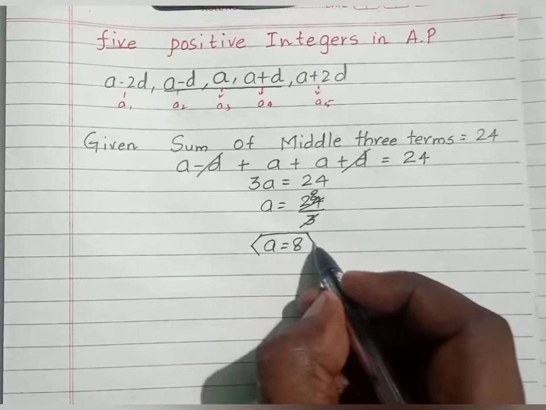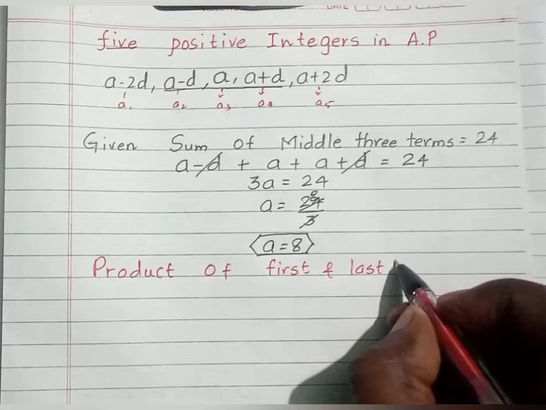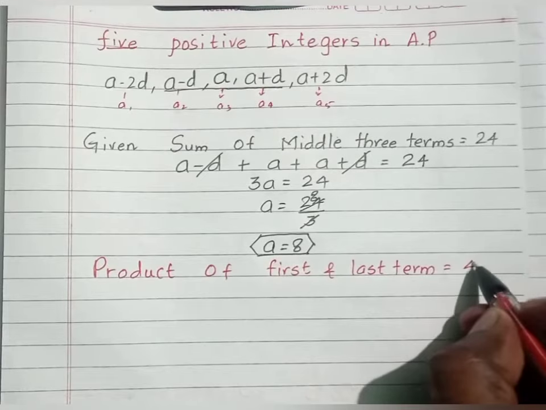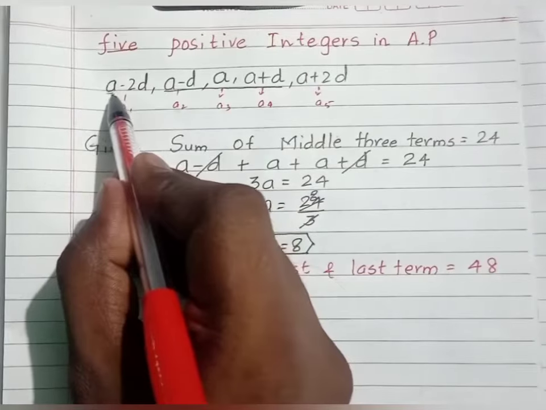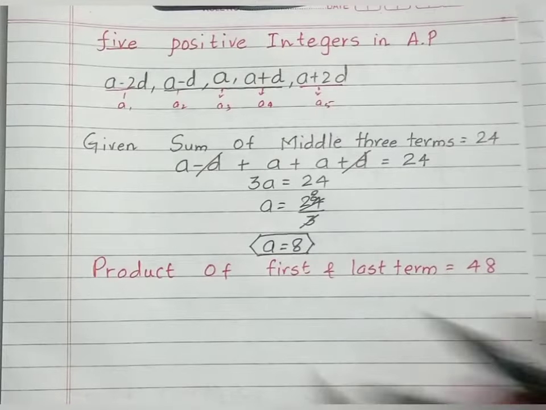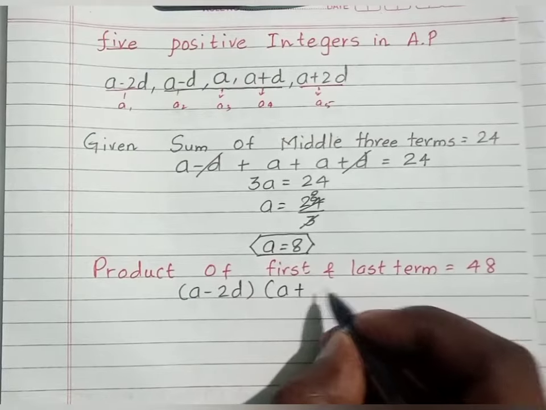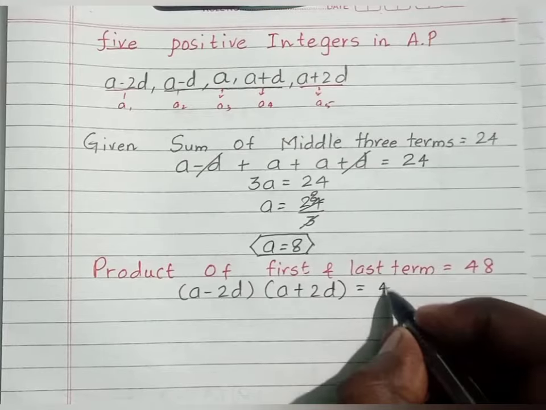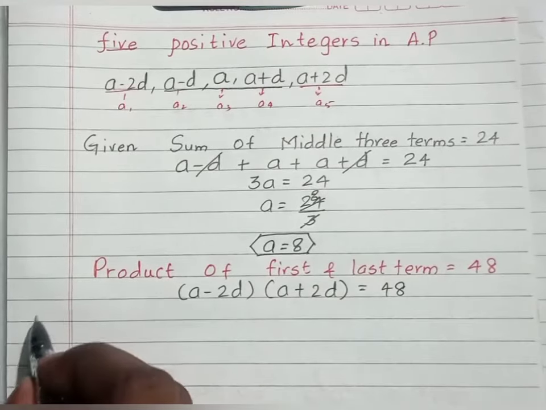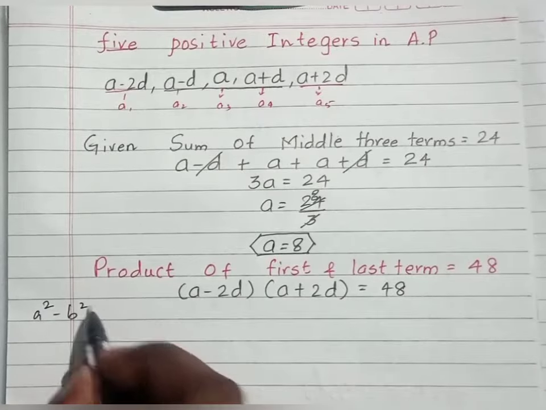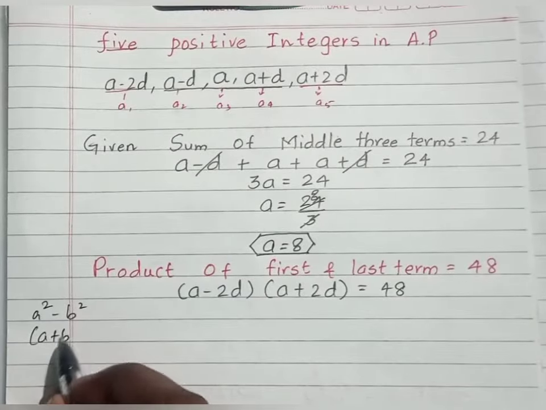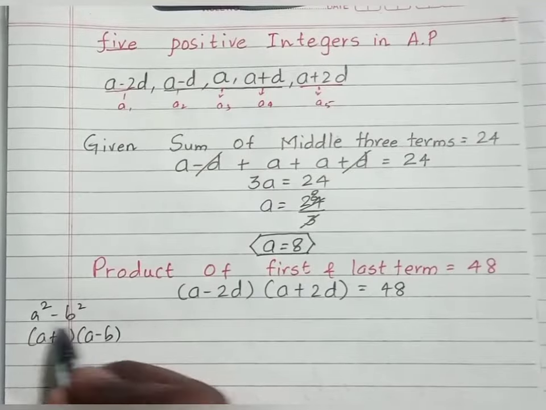Now the second condition: the product of the first term and the last term is 48. So what is the first term here? The first term is A minus 2D. The last term is A plus 2D. So the product of these two is 48. So A minus 2D into A plus 2D equals 48. Now if you see this, it is of the form A plus B, A minus B, which I can write as A square minus B square.